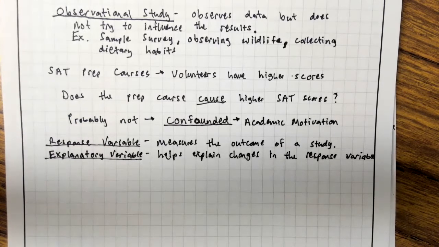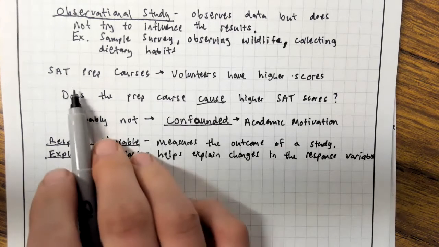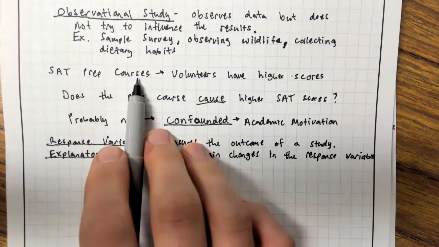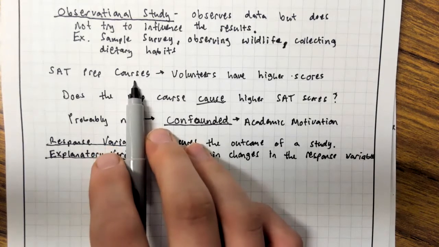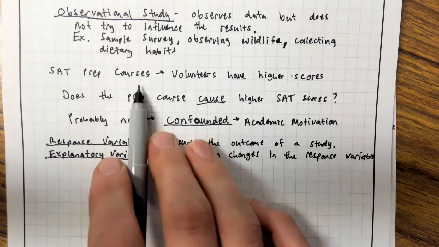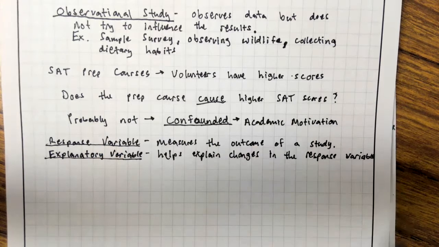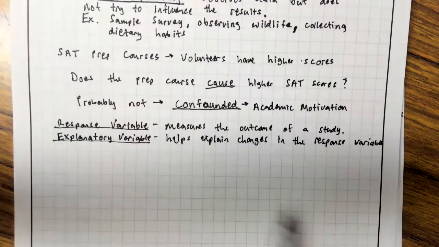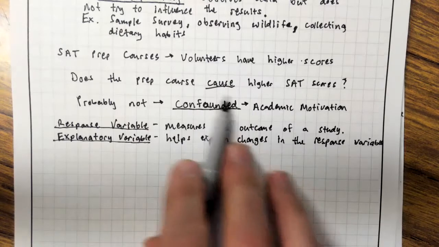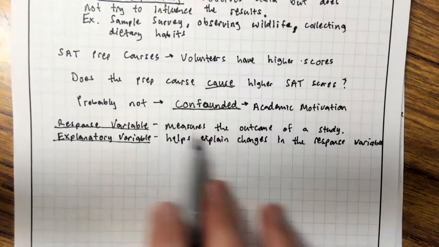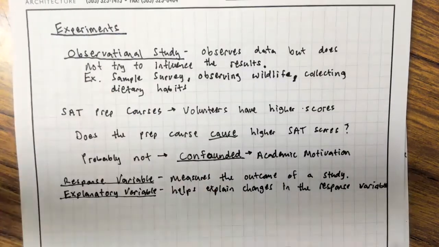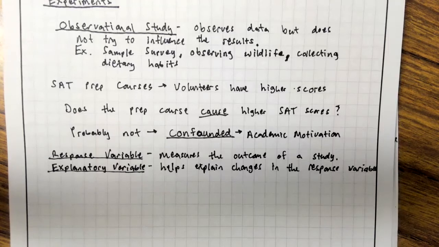Fantastic. Now, this is where our situation is at. We can't say that SAT prep courses prove or show a cause and effect relationship to the SAT score. The way around this, the way around confounded or confounding situations, is experiments. Experiments is really how you get around this.